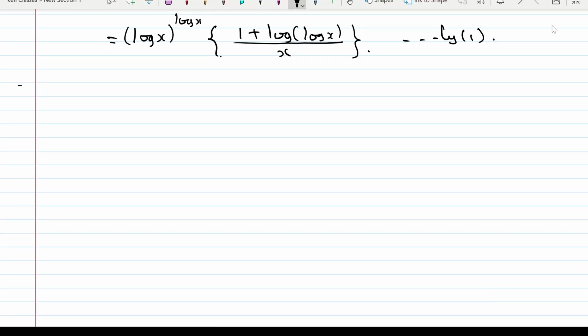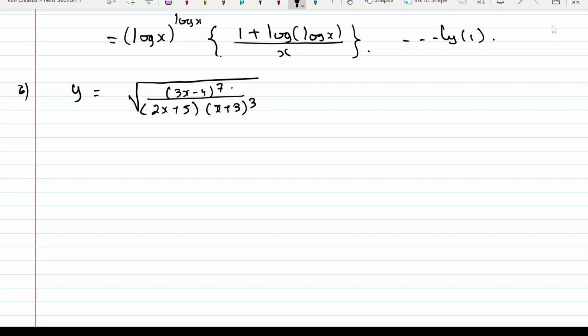Now one complicated expression, the 6th one, whatever the number. y is equal to root of, we had one problem yesterday, 3x minus 4 raised to 7 divided by 2x plus 5 into x plus 3 the whole cube, something like that. I'm just taking a little bit complicated expression. First, let's remove the root sign and deal with this expression. Once you get the hang of this, then the root becomes easier.